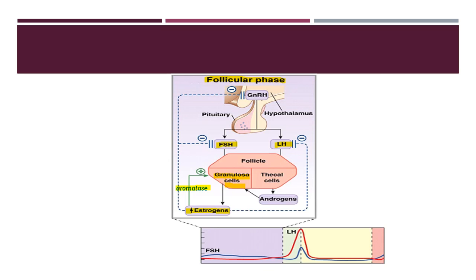Also, LH will stimulate thecal cells in the follicle, surrounding the follicles, to produce androgens, which can further be converted in the granulosa cells, after they diffuse into the granulosa cells, into more estrogens.